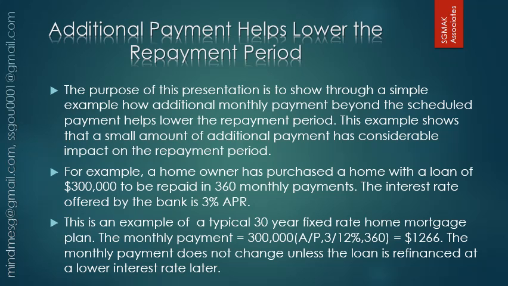The monthly payment, we can estimate using the capital recovery factor, A over P, 3 over 12 percent, and 360 time periods. Initial cost of $300,000 generates a monthly payment of $1,266. So that's the monthly payment you are locked into for the next 360 payments, unless the parameters change through refinancing and all that. This monthly payment doesn't change unless the loan is refinanced.